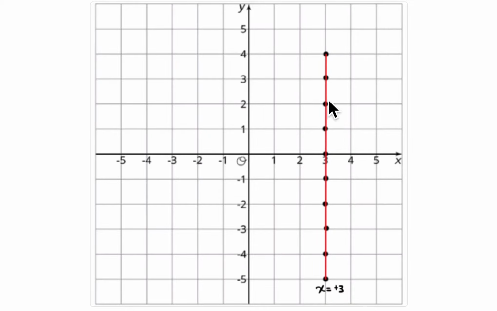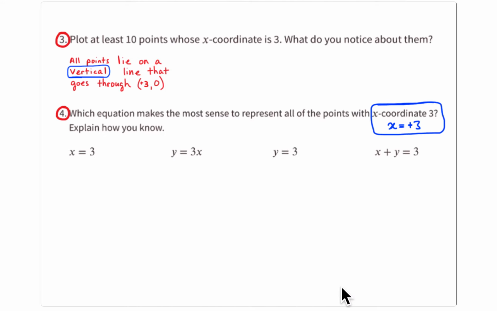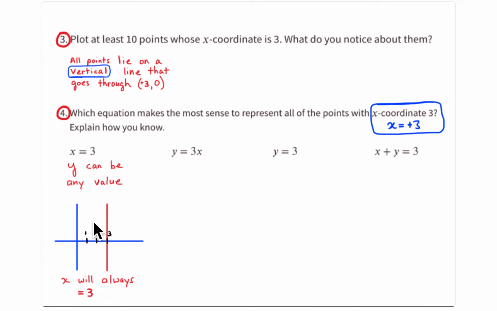So you always begin at x equals +3, and then you move either up or down, either in the positive direction or the negative direction, wherever you want, to the y coordinate. But x is equal to +3. And that's the first equation. X is equal to +3. So that's, I made a little drawing here of it. X will always be 3.